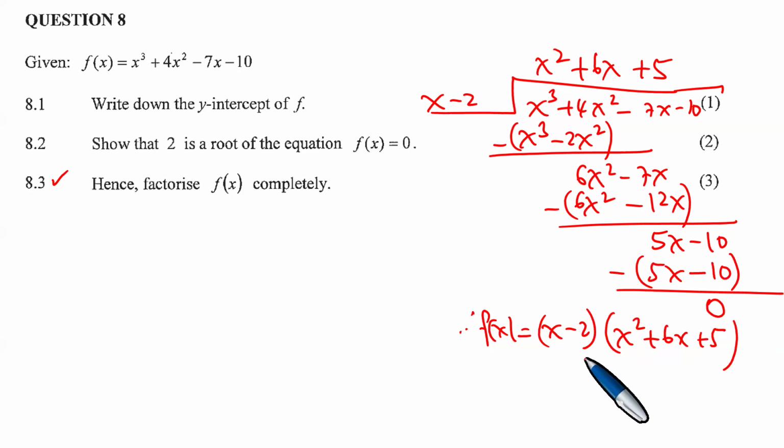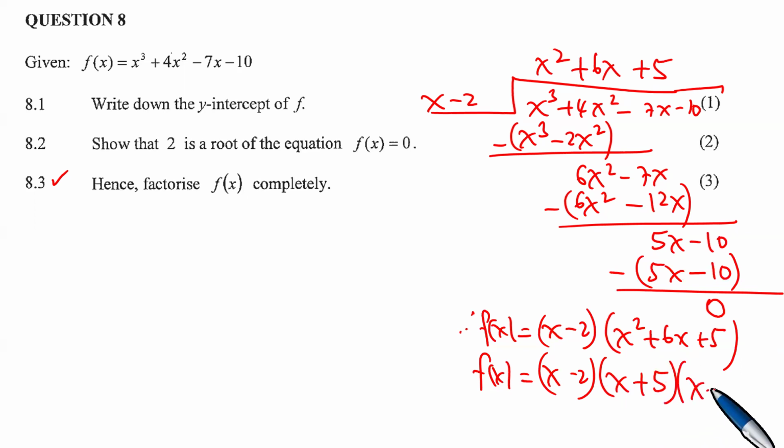And now this is not yet a complete factorization because we can still factorize the quadratic, meaning we have f of x equals x minus 2 in parentheses, and then we have x plus 5 and x plus 1. So obviously it's a complete factorization, and then we're done.